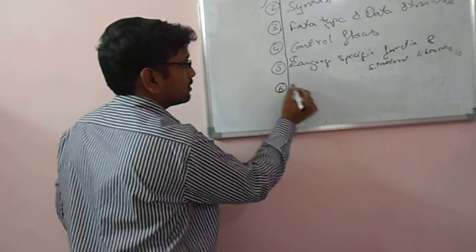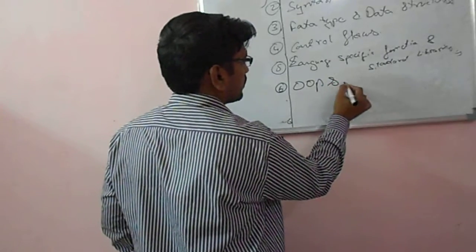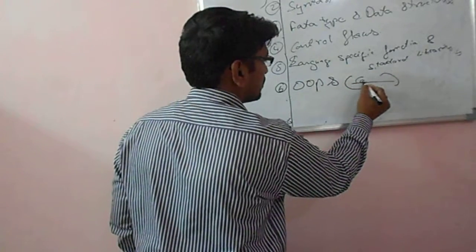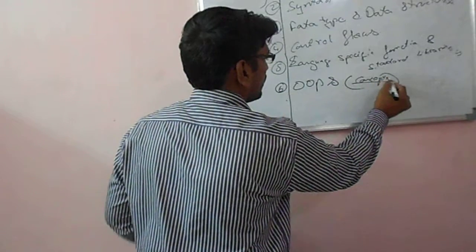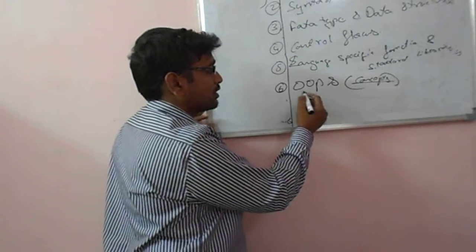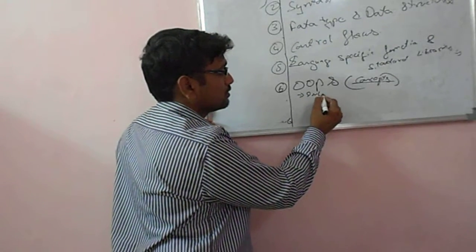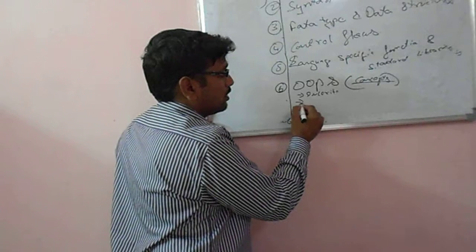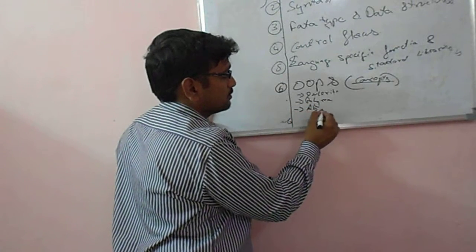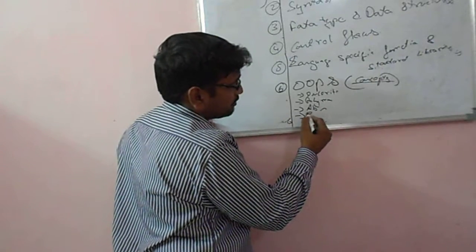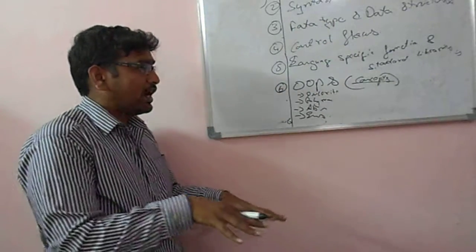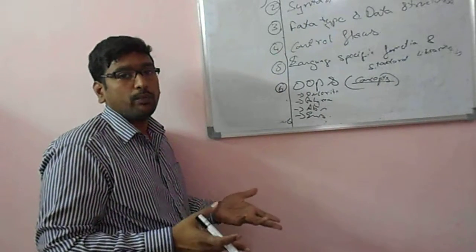The sixth one is object oriented concepts. So what falls under these object oriented concepts? The first one is inheritance, polymorphism, abstraction, and encapsulation. Any high level language will support the object oriented concepts.